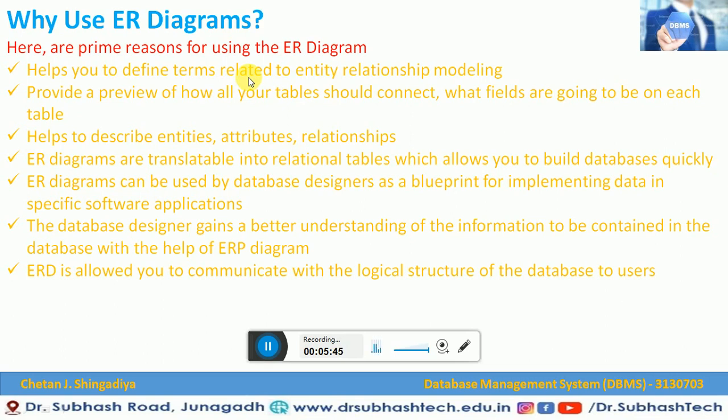It also provides a preview of how all your tables should connect, and what fields are going to be on each table. That means they are explaining how the tables are going to connect within the database, and what fields will exist in that particular table. It also helps to describe the entities, attributes and relationships. ER diagrams are translated into relational tables, which allows you to build a database quickly.